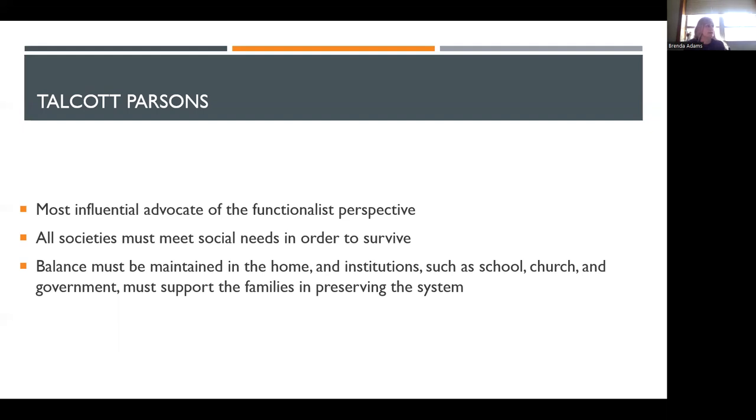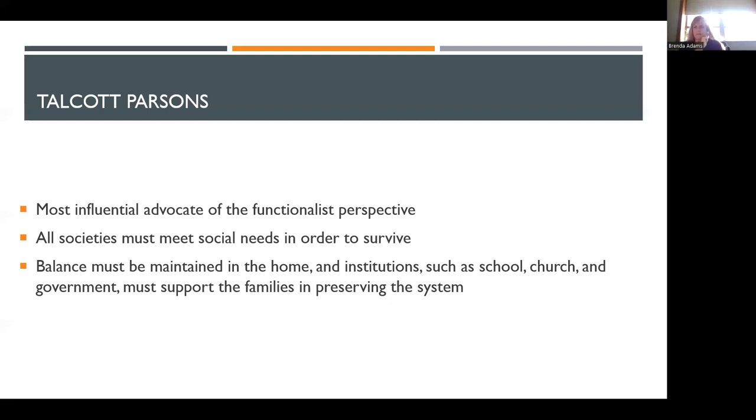So balance must be maintained in the home, and institutions such as school, church, and government must support the families in preserving the system. They believed that the man was the head of the household. It was his responsibility to have the job and be the strong one of the family, all of that you would think is typical male. He believed that had to be his job.